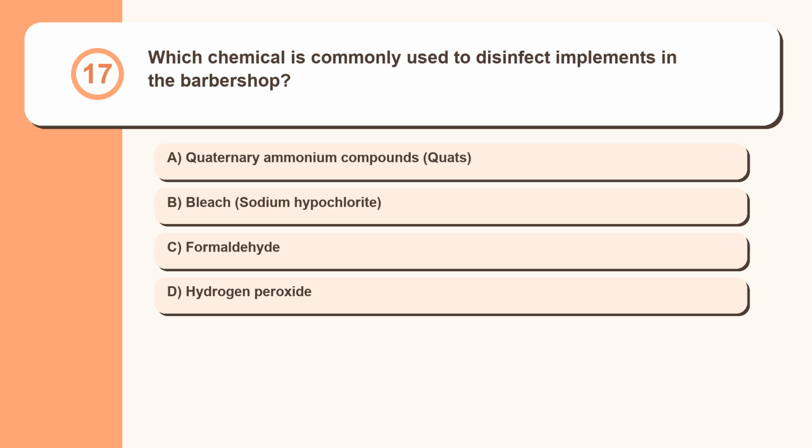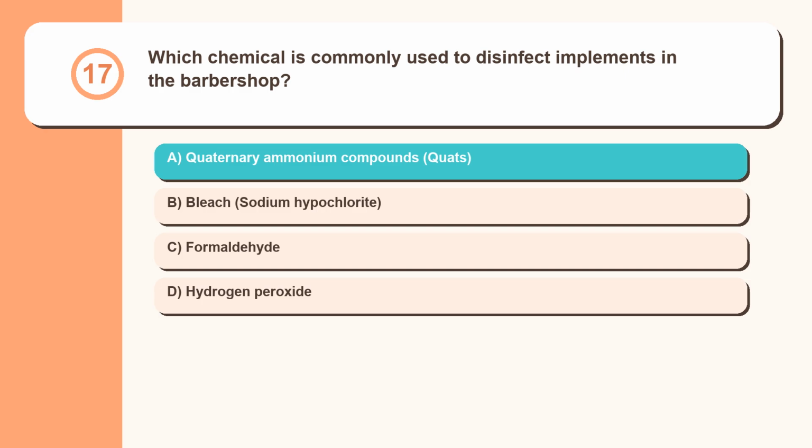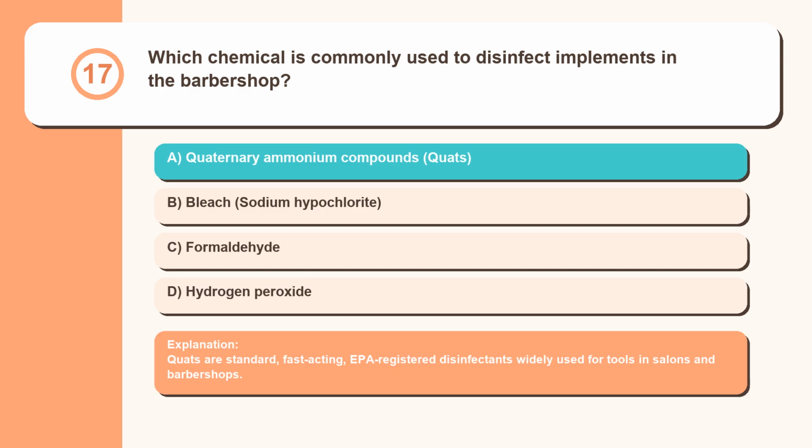Question 17. Which chemical is commonly used to disinfect implements in the barbershop? Quaternary ammonium compounds, quats, bleach, sodium hypochlorite, formaldehyde, hydrogen peroxide. Quats are standard, fast-acting, EPA-registered disinfectants widely used for tools in salons and barbershops.